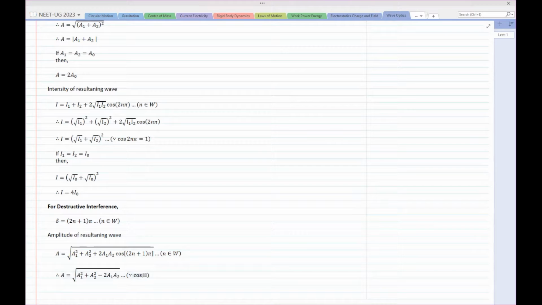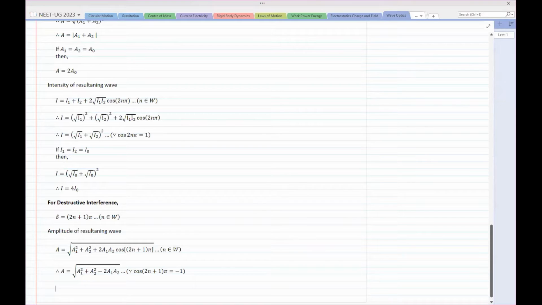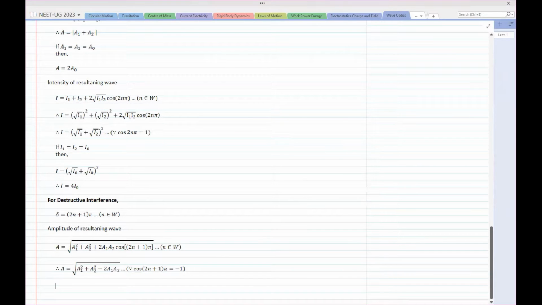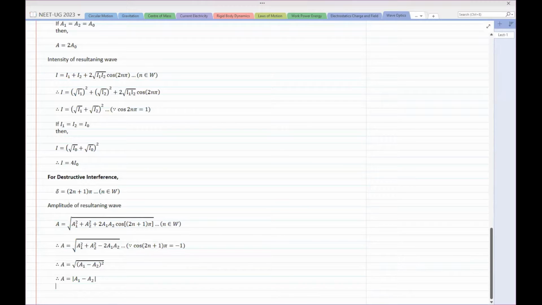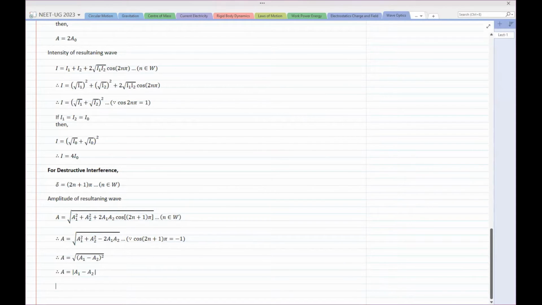2n plus 1 is an odd multiple, right? The cos of an odd multiple of pi is -1. It is like cos 180, and cos 180 is -1. So it is that kind of thing. Therefore this becomes that minus square. Perfect. If you understand this, it is (a1 minus a2) the whole square. So it is the mod of a1 minus a2.